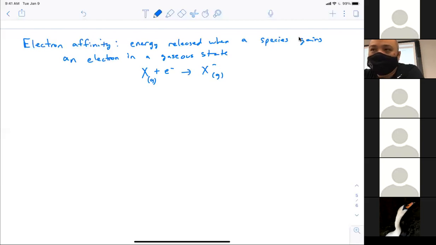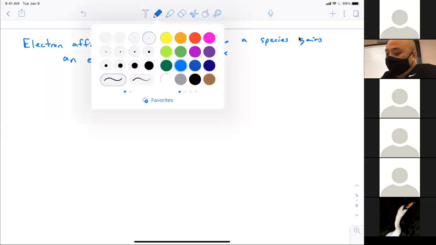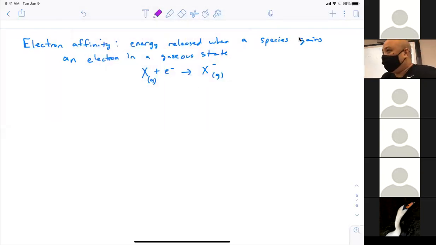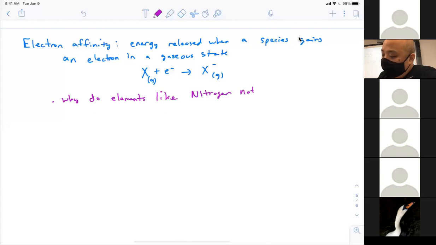And so I'll be honest with you, the idea is, yes, electron affinity increases as you go across, and as you go down, it decreases, just like the other trends. But for higher level, yes, you have to use it for the Born-Haber cycle again. But the key thing here with electron affinity is, why do elements like nitrogen not have an electron affinity?